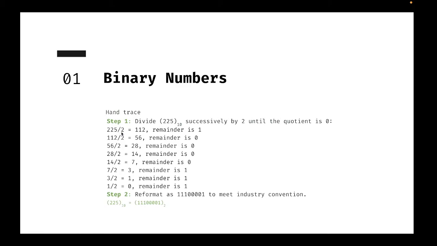So if I divide 225 by 2, I get a quotient, and we do have remainders. So I turn on that bit here for 1. And I keep repeating this process in a loop until I reach the final bit here. You'll see that it goes 1 0 0 0 0 1 1 1, and we usually order it from the lowest bit to the highest. So we'll reformat here to meet industry convention.